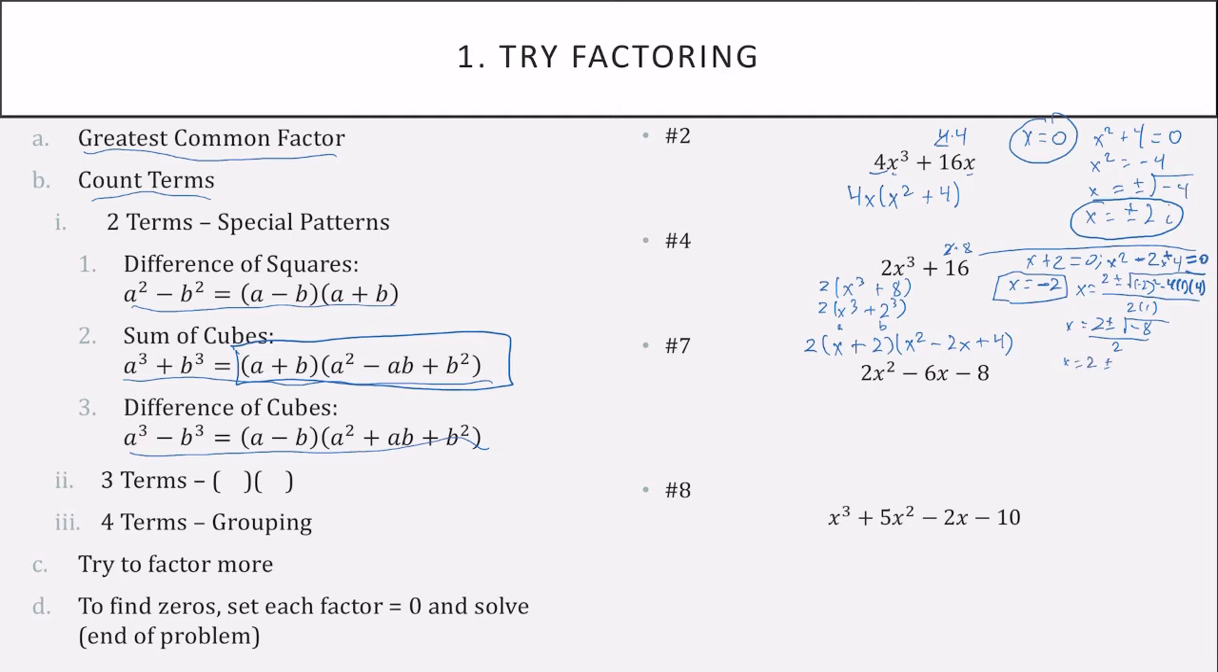Oh, but wait. Negative 8, the square root of 8, 8 is negative 4 times 2. So the square root of negative is i. The square root of 4 is 2, and I have the square root of 2 left. Well, the 2's will cancel, so it would be x equals 1 plus and minus the square root of 2, i. So number 4, there's the factored part, and the zeros are negative 2 and 1 plus or minus the square root of 2 i.